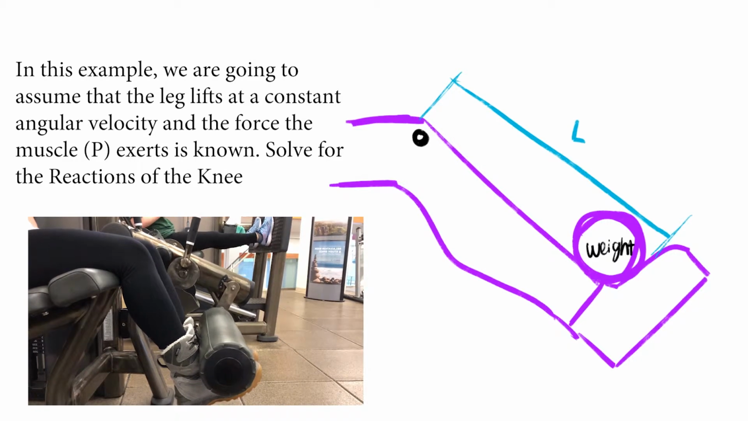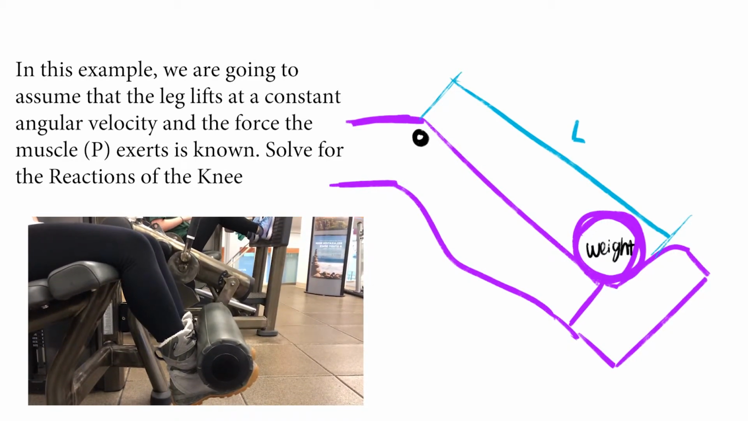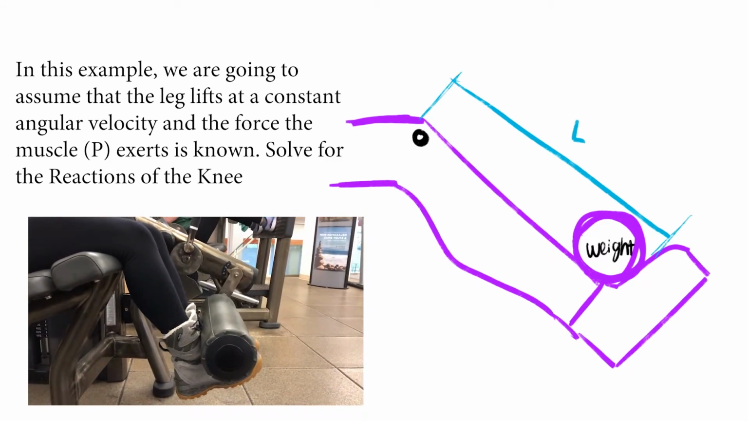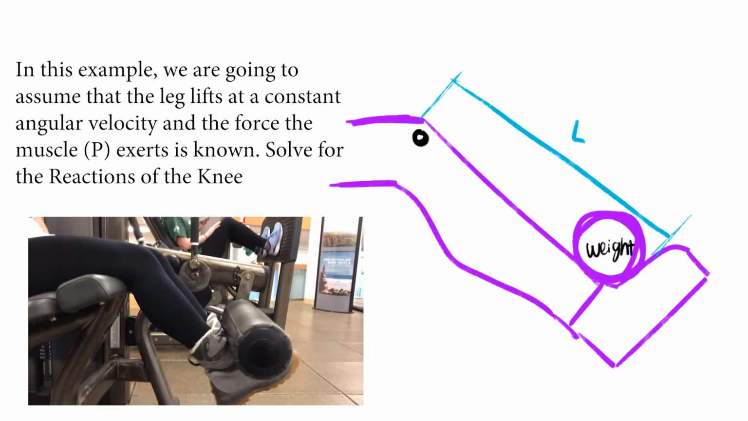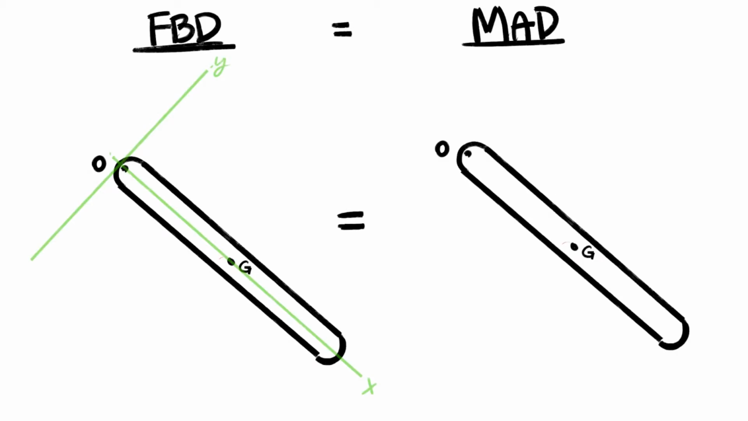By applying everything we just learned, we can solve for the reaction forces in the knee joint during the leg extension exercise. Because of the complexity of the leg shape, we are going to assume the body to resemble a slender rod. In this example, we are going to assume that the leg lifts at a constant angular velocity and the force the muscle exerts is known. First, we're going to draw the free body diagram.